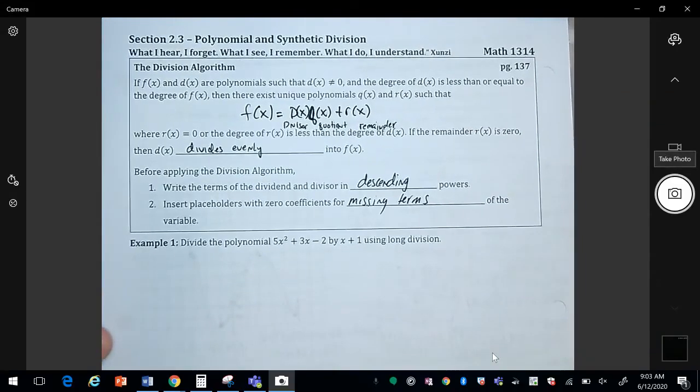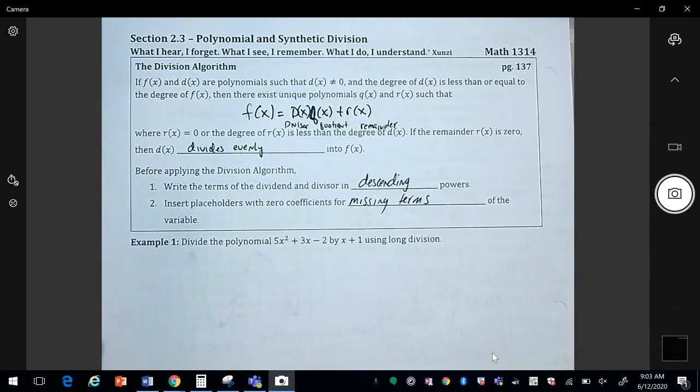What I hear, I forget. What I see, I remember. What I do, I understand.